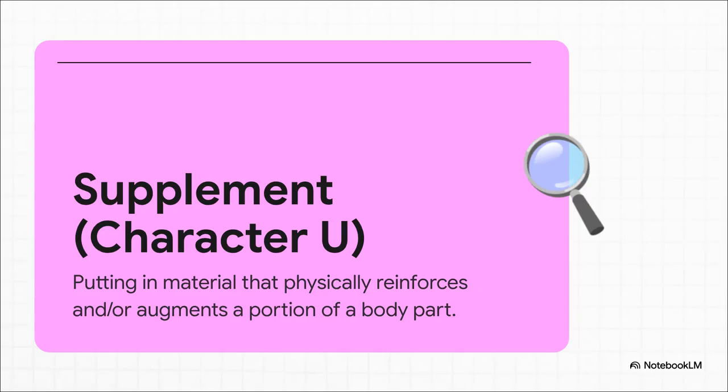And that brings us to the final piece of our triad, supplement, coded with the character U. This happens when we put in or on biologic or synthetic material that physically reinforces or augments the function of a body part. The key difference? The original body part isn't removed, it isn't replaced, it just needs a little extra structural support. A classic everyday example is a hernia repair using mesh, or a mitral valve ring annuloplasty. The device simply reinforces what is already there.